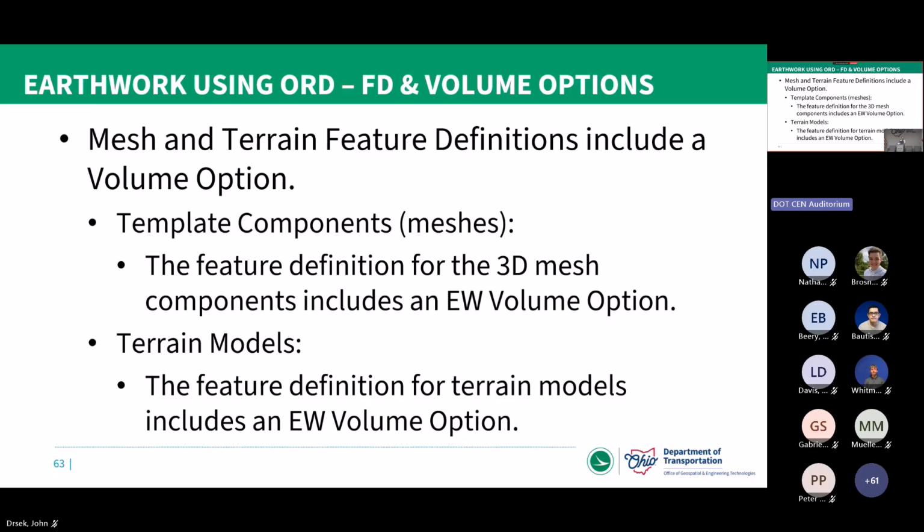So again, that's pretty much anything in a corridor you're going to model or create for part of your project. And then we've got terrain models, which typically are just going to be from our survey field book. Those have a few less options, which we'll talk about in a second. But those, again, are basically just going to be surfaces that we're going to be using as a basis for our earthwork.